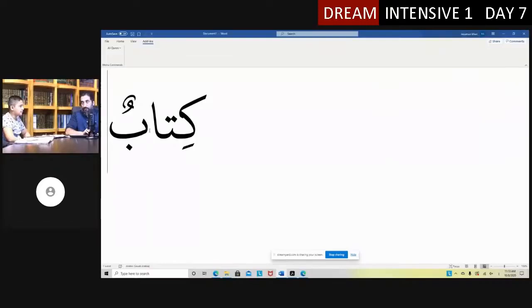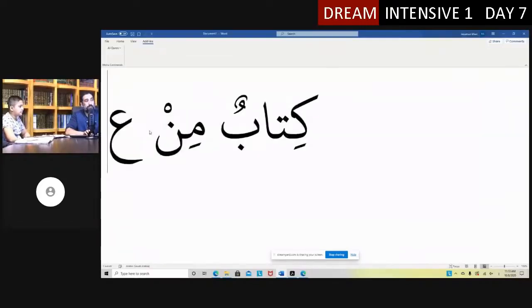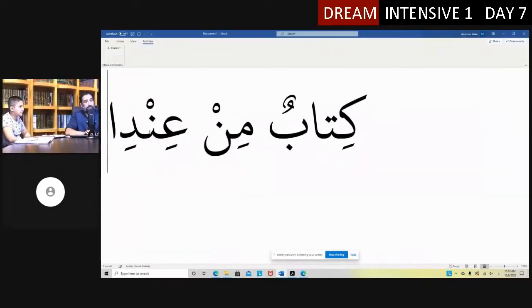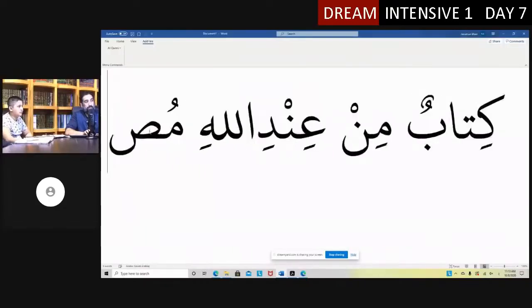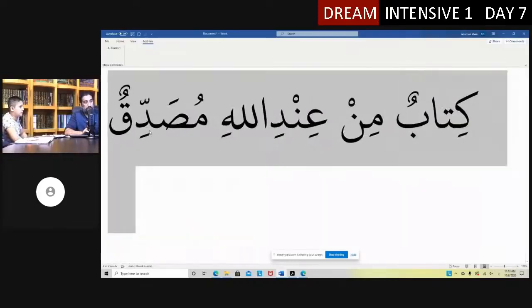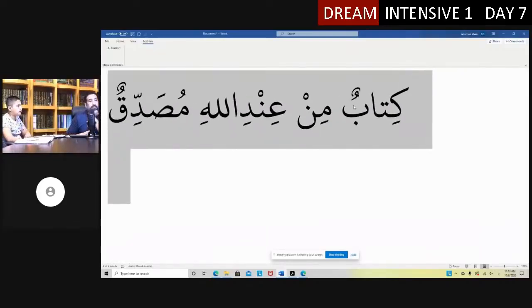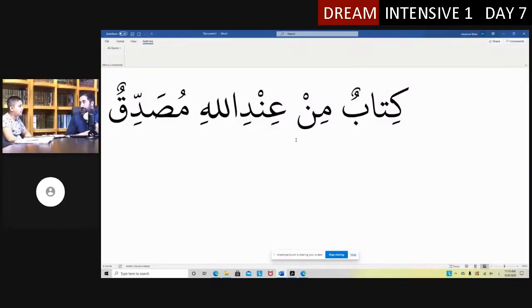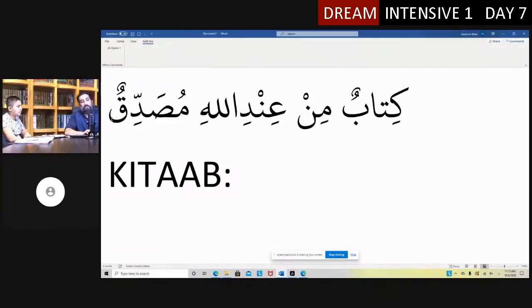Now, kitabun. Book. This is a part of an ayah of the Quran. Kitab means book. Let's write down its four properties. The four properties of kitab. What's the status of it? It is rafa. Very good.